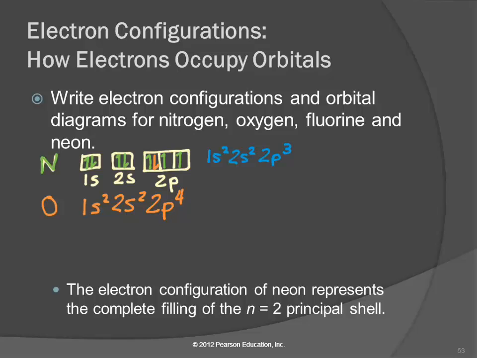So let's do fluorine. Make fluorine yellow. Well, fluorine's got one more electron than oxygen, and so that extra electron is going to have to pair up. And then when we write the electron configuration, it's 1s2, 2s2, 2p5. 2 plus 2 is 4 plus 5 is 9. Fluorine has 9 electrons. So we're just kind of keeping track of what orbitals these electrons are in. That's all an electron configuration does.